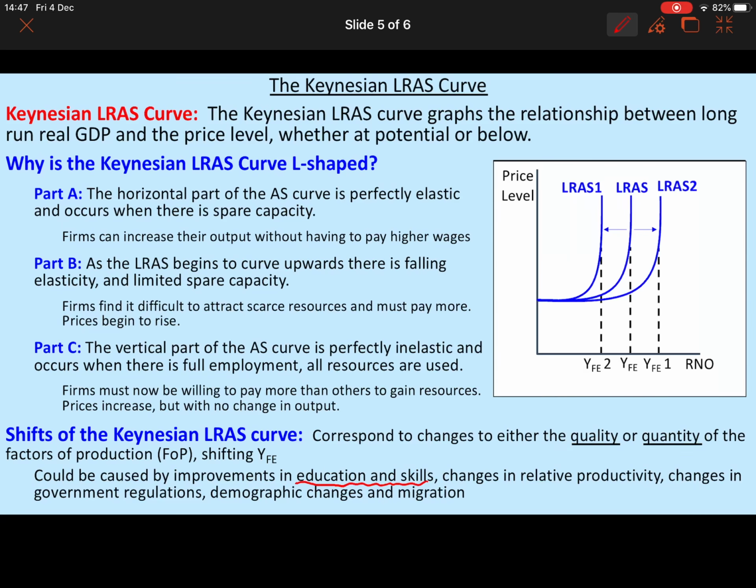It could be changes to government regulations, allowing perhaps more workers, more land to be used, or indeed the other way, less land, less labour being used. And there could be demographic changes. Maybe we have a larger population of working age. Or it could be migration. Maybe we get more people coming into our economy or going out of our economy. That's going to change the level of labour we have available and therefore our level of YFE.